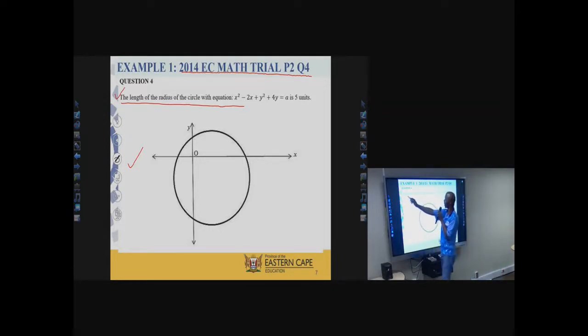So for instance, let's read: the length of the radius of the circle with equation. That equation is 5. So which means the radius is 5.